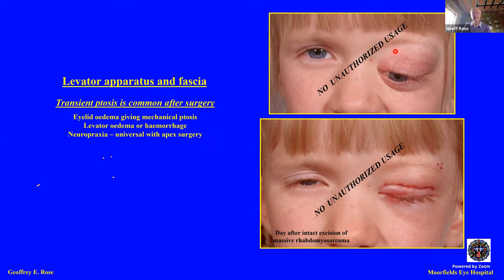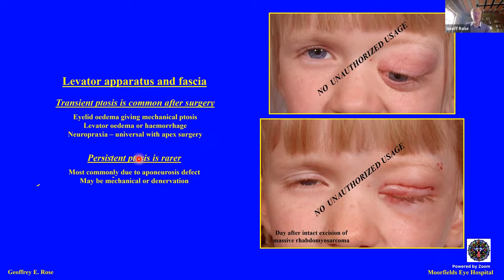You know, it's inevitable that they get a lot of edema because the lid skin is thin, and you are causing congestion right up to the apex of the orbit where the natural drainage of fluid occurs. So you get this mechanical ptosis very commonly. You may get edema within levator or even hemorrhage within levator if you're having to work on it. Or you may indeed get a neuropraxia. And this is almost universal if you're dealing with lesions jammed in the apex. You will have a neuropraxia of most of the nerves, the third, the fourth, the fifth and the sixth, as they pass through the apex.